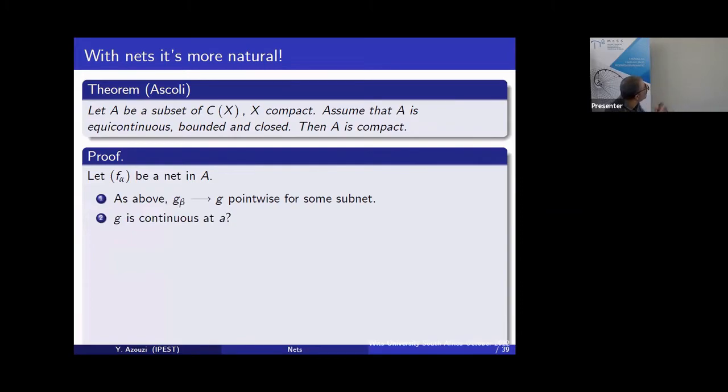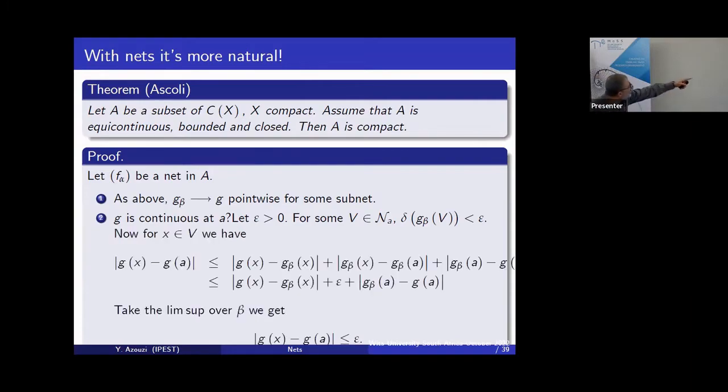As before, we can prove that it converges pointwise using the Tikhonov theorem, because for every x, f_alpha of x is bounded, so it belongs to some segment. Then the product is compact by the Tikhonov theorem. So we have a pointwise limit. Second thing, we show that the pointwise limit is continuous. It is an easy task.